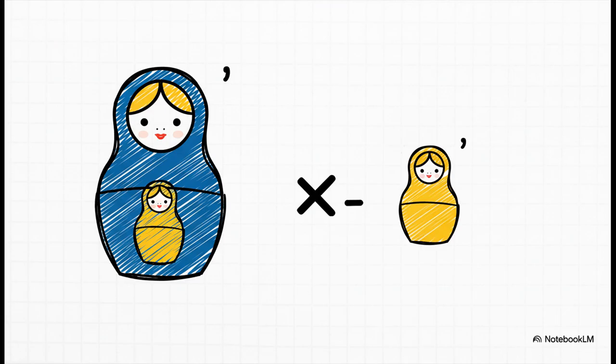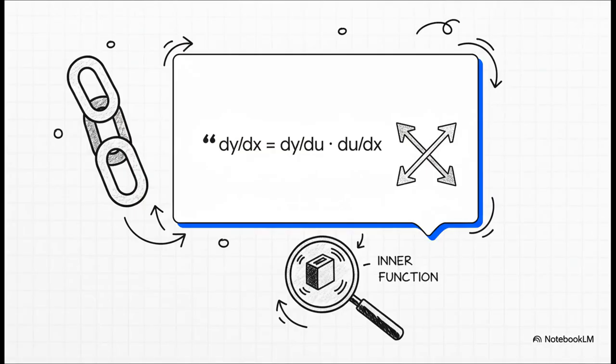That's it. You take the derivative of the big nesting doll, leaving the little one inside for a second. Then you multiply all that by the derivative of the little nesting doll itself. That's the whole trick. Now, you'll often see it written like this, using what's called Leibniz notation.